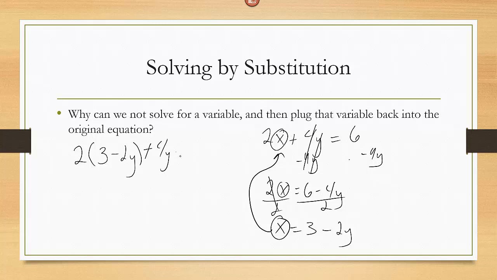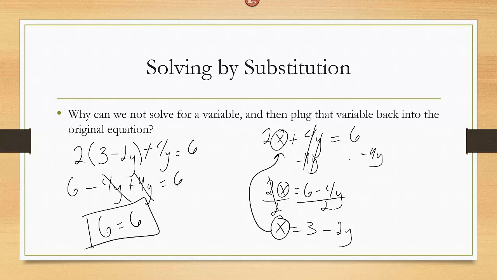plus 4y equals 6. So then we'll have 2 times 3, so 6. 2 times negative 2 is minus 4y plus 4y equals 6. So then the negative 4y and the positive 4y will cancel, and we're given 6 equals 6. That's what happens when we solve for the variable and plug it back into the same equation. We get a statement of 6 equals 6. And this isn't what we're looking for. We're looking for an x equals something and a y equals something. Okay? So do not plug the variable you solve for back into the original equation.